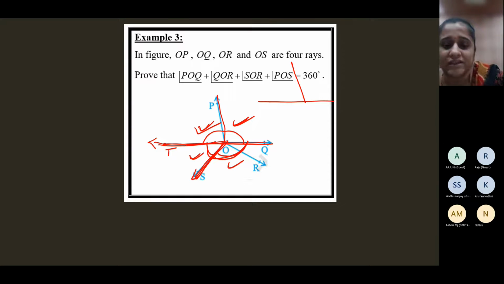Now, instead of this angle, you would have written SOQ. Now check the angles here. You need to get POQ. POQ we have already taken. QOR, you need to show this angle. SOR, this angle. And POS, this full angle.